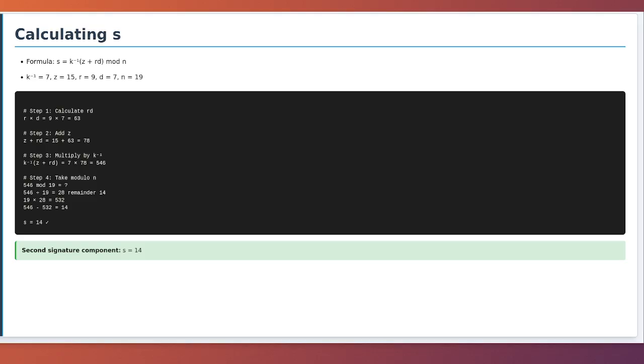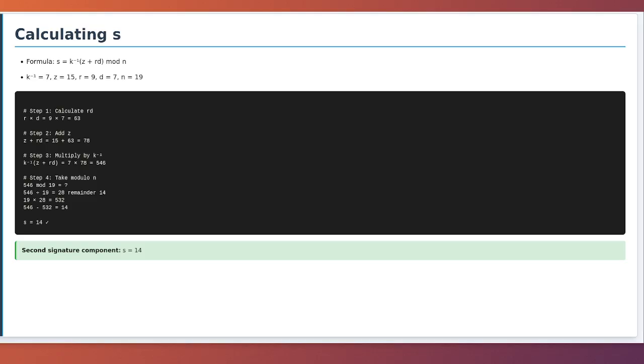Next, we multiply this result by k inverse. So we calculate k inverse times 78, which is 7 times 78. Let us compute this multiplication. 7 times 78 equals 546. Now we need to take this result modulo n, which is modulo 19. To find 546 modulo 19, we divide 546 by 19. This equals 28 with a remainder of 14.